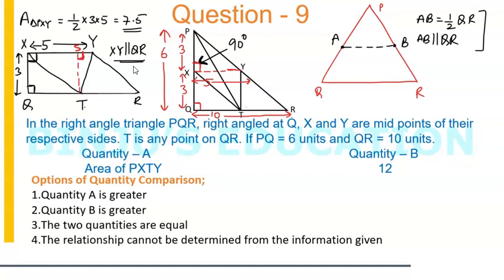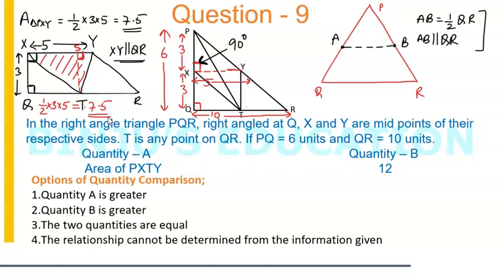Now, interestingly, this distance is already given to us. If you observe carefully, you'll realize that the value of TS is equal to the value of QX, which is equal to 3. So if we consider XY to be the base, then QX will automatically be the height. And the area of this triangle will again be half into 3 into 5, which is again equal to 7.5. So the area of triangle PXY is 7.5.